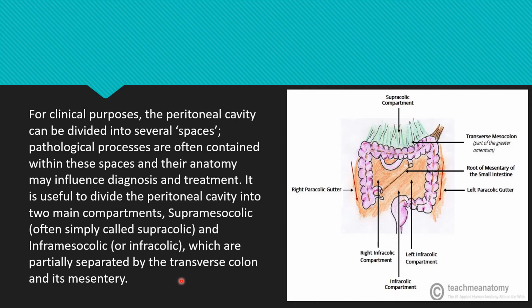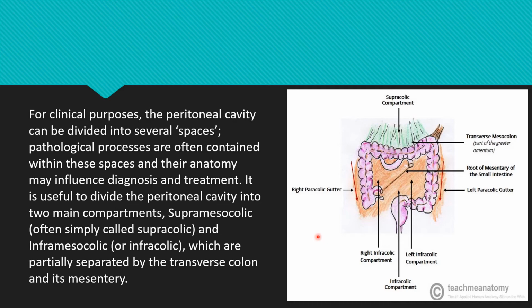So students, what happens is that for clinical purposes, this peritoneal cavity has several spaces, and these spaces are the potential sites where inflammatory fluid can accumulate. And knowing the anatomy of these spaces will of course influence the diagnosis and treatment of the conditions which lead to the accumulation of fluid in those spaces.